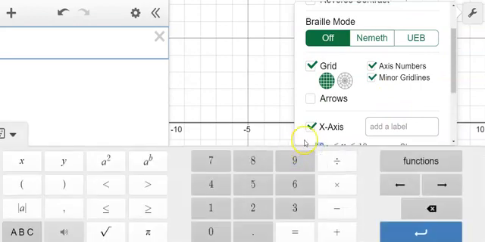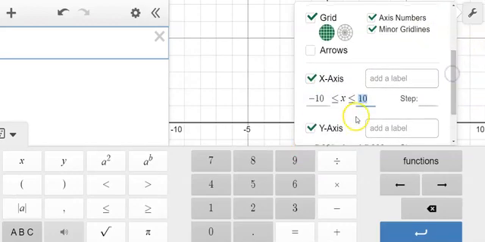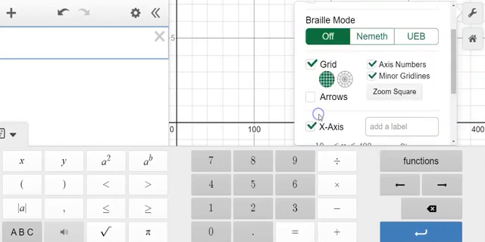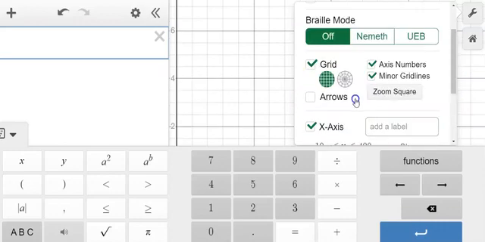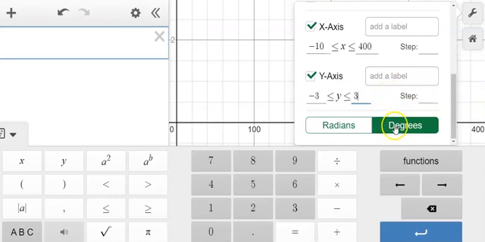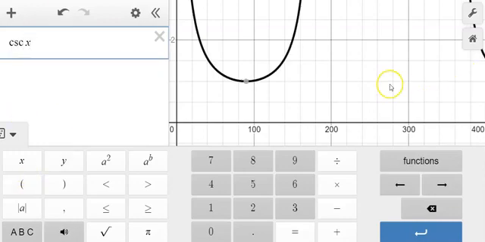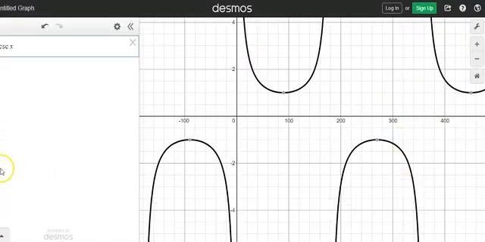And then just think about what you want for an x-axis. It's fine if we start at -10. Maybe let's go a little bit beyond 360, maybe to like 400. And then we can keep our steps. It doesn't really matter. And then for your y-axis, let's go -3 to 3. And then get out of that, and let's type in cosecant of x. And I'm going to zoom out a little more, and then hide the keyboard so we can see it. So there we go. That's pretty much what we ended up with.